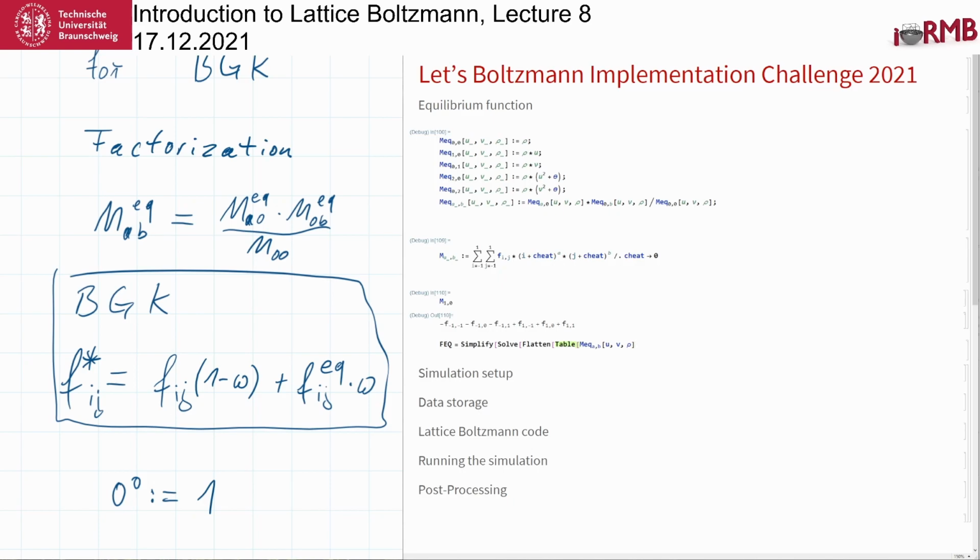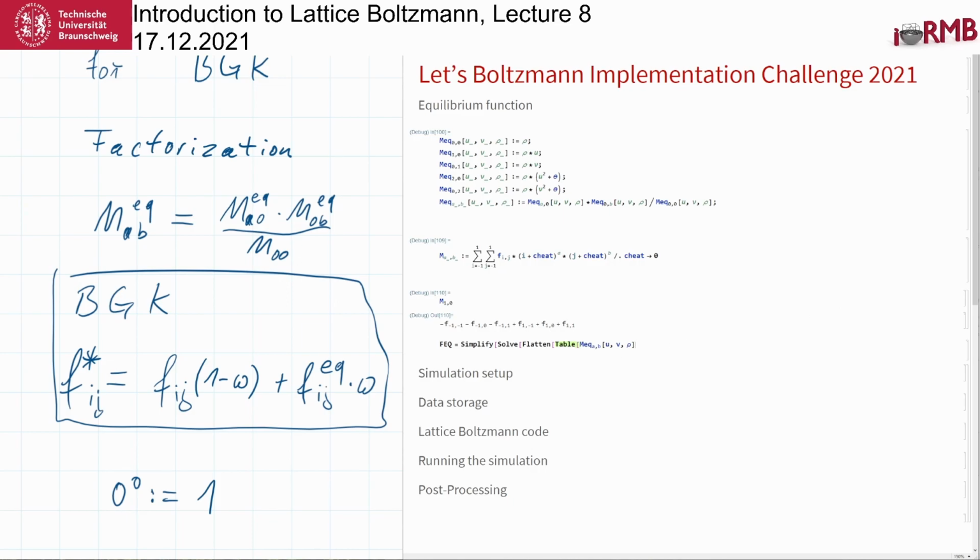I have the debugger on. I don't know how to turn this off. I hope this will not slow down the code too much. If somebody finds out how to turn off the debugger in Mathematica, please tell me.